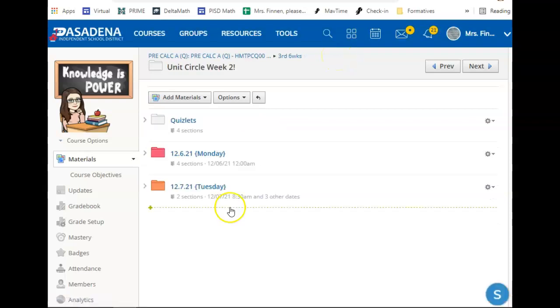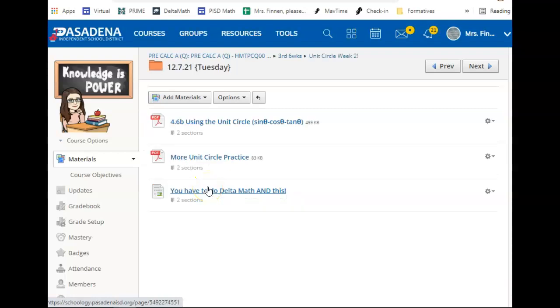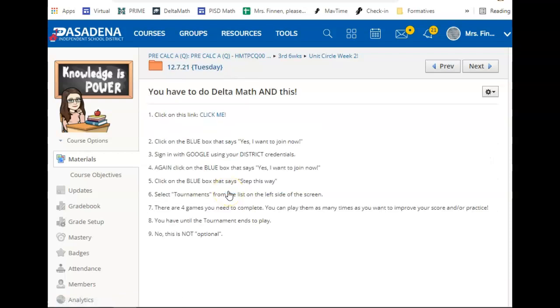Then these are the two, just like I said, the files that if you're here, you probably don't need to access except for today. Go into today's folder. These first two things are just the PDFs of what we already did. Then I want you to click on this that says you have to do Delta Math and this. And then if everybody will click on the Click Me, I will step you through this so that you don't have to read this because you probably can't read it up here. So everybody click on Click Me and get to that screen.